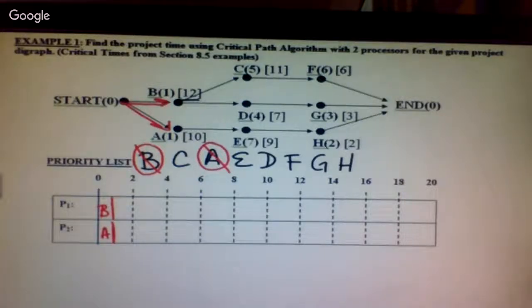Okay, at 1 hour, we've now finished this task and this task. B leads into C and D. A leads into E. So what is ready now? C and E and D. I've got 3 tasks ready now, but only 2 processors. What am I scheduling? C and E. C goes for 5, which takes me to 6. And E goes for 7, which takes me to 8.